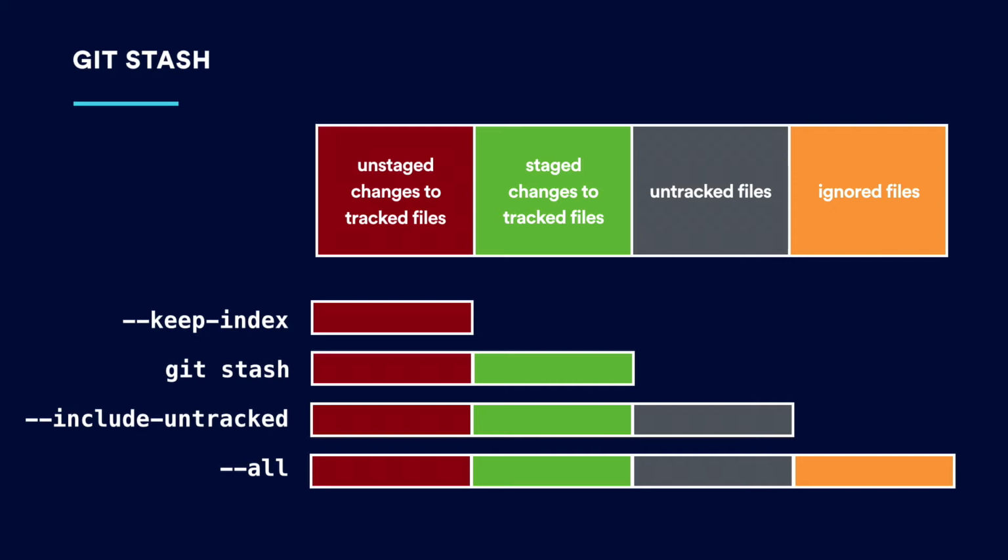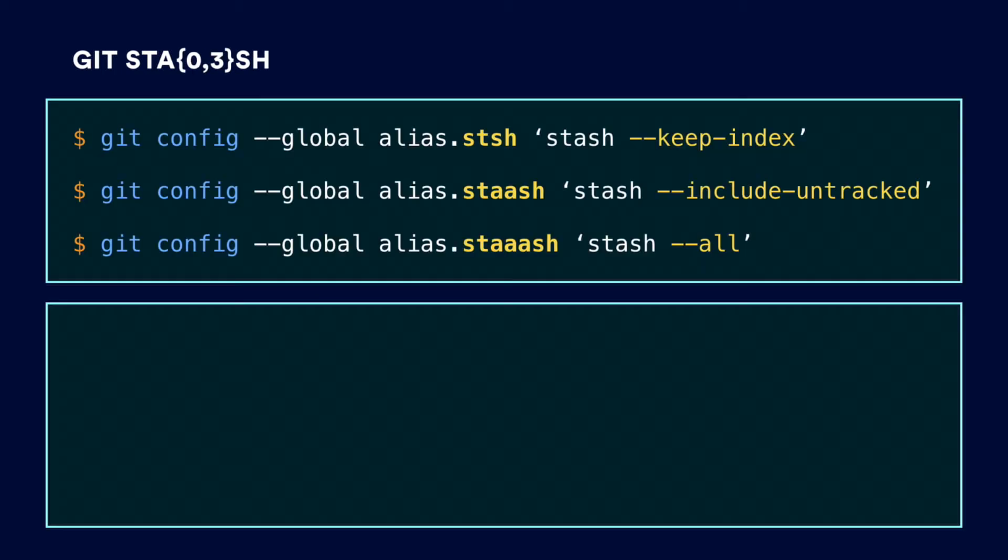And now this is where I start to run into a bit of a problem. It's not that these options are badly named, they do exactly what they say they do, but I have a really hard time remembering because they're kind of inconsistently named. So instead of trying to keep this all in my mind, I created a series of aliases that allow me to much more easily stash what I'm looking for.